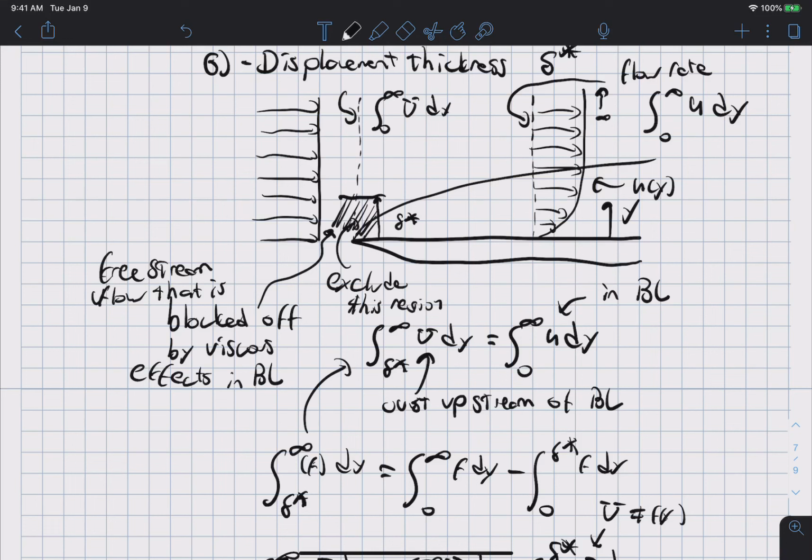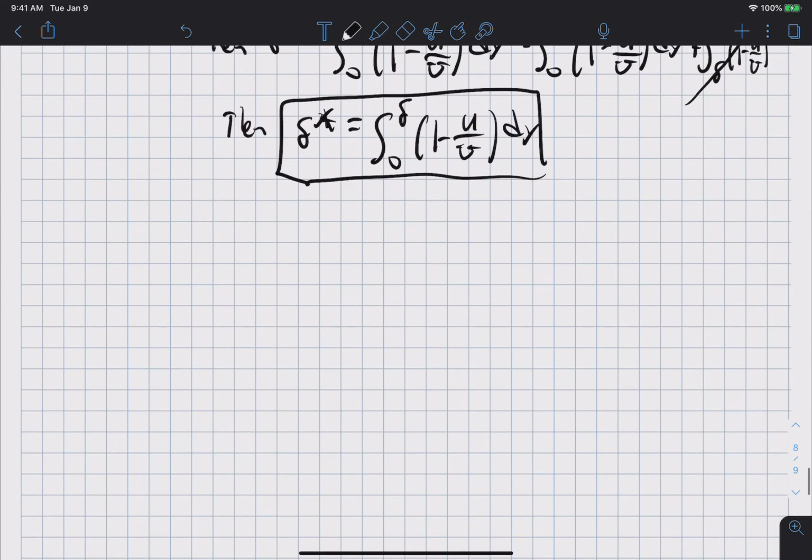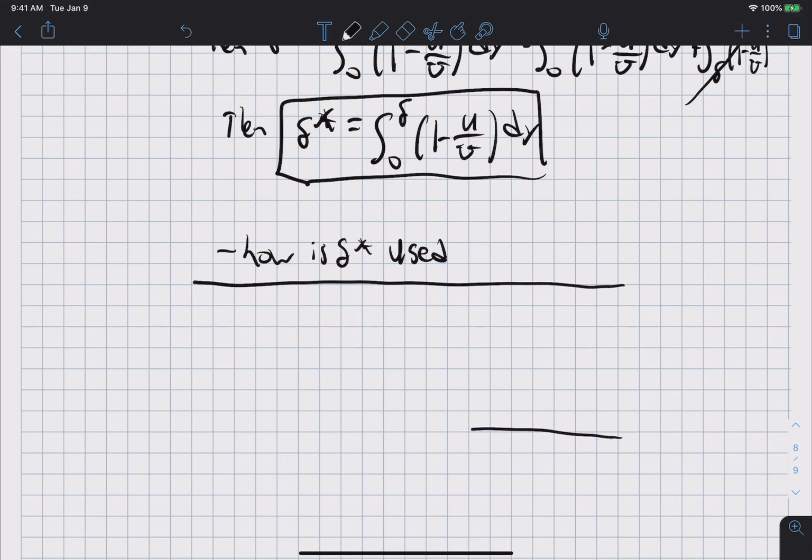So why do we care about the displacement thickness? And how is it used? I mean, why did I spend so much time going over this? Well, it turns out that how it's used is it represents the portion of the flow that is blocked. So let's consider we are going to measure something in a wind tunnel, like the drag on some goofy object or something like that.